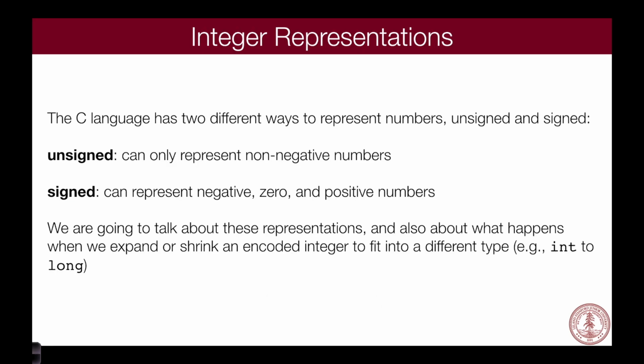Integer representations. Here's where we left off the other day. This is a bit of a review. The C language has two ways of representing numbers, unsigned and signed, and C is interesting in that it's one of the few languages that has unsigned integers. Most languages just don't worry about unsigned and just deal with signed integers. It's kind of nice in that respect when you don't have to worry about the differences, but C is not one of those languages. So we're going to talk about how the computer represents both.